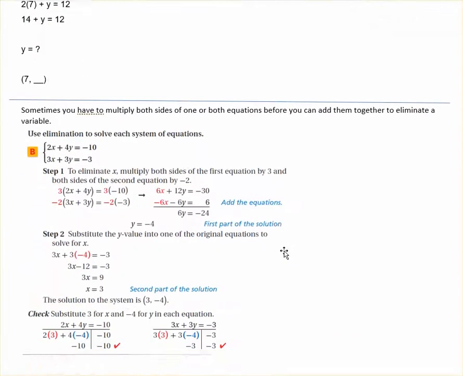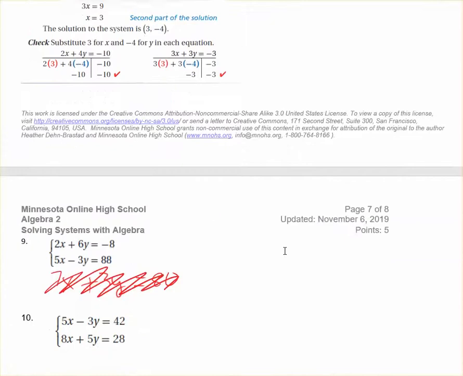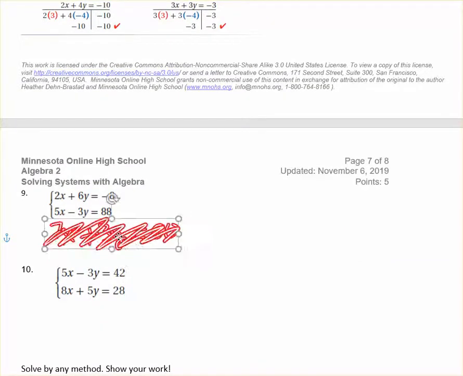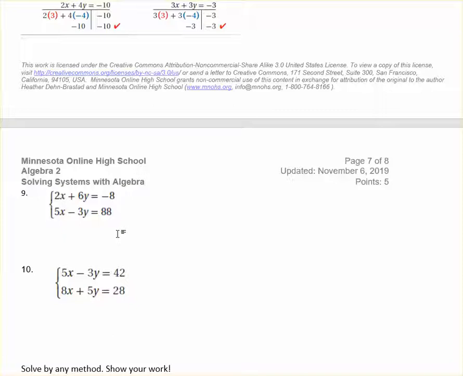All right, let's look at the ones that are a little bit more work. So we are going to have to solve these for a variable, or I mean, make one of these match the other one. So in number 9, I need to either have both the x values the same, the coefficients in front of the x the same, or the coefficients in front of the y the same. And it is better if one of them is a positive and one of them is a negative.